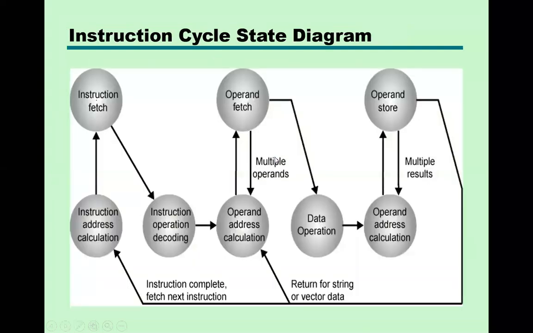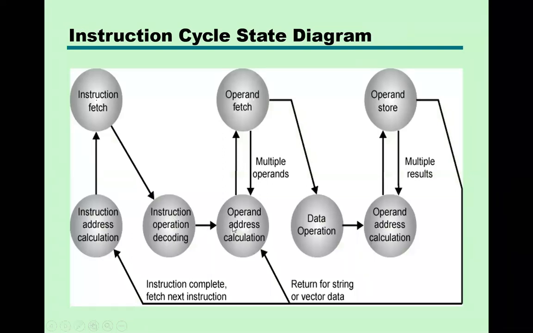So opcode means add, A and B is operand. This instruction cycle we have already discussed many times. We have to calculate the address, we have to fetch an instruction. After fetching an instruction, we have to decode it. Here you will come to know the instruction is add A, B.